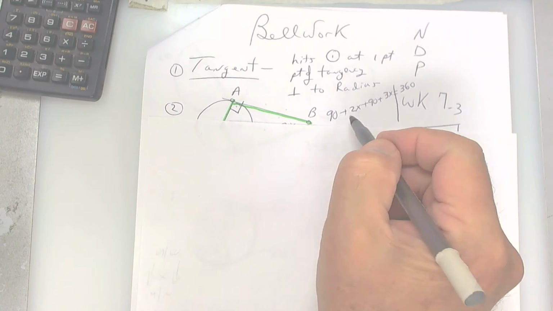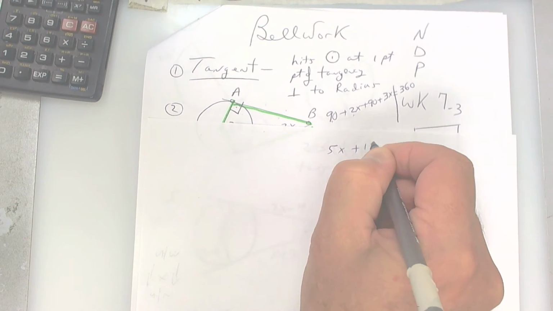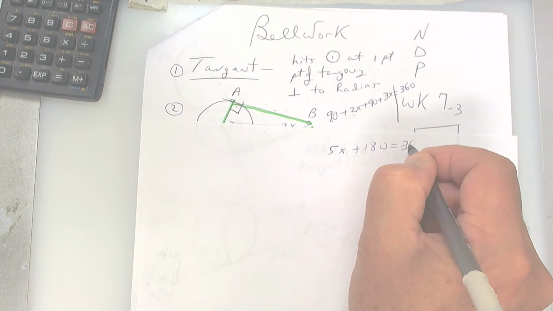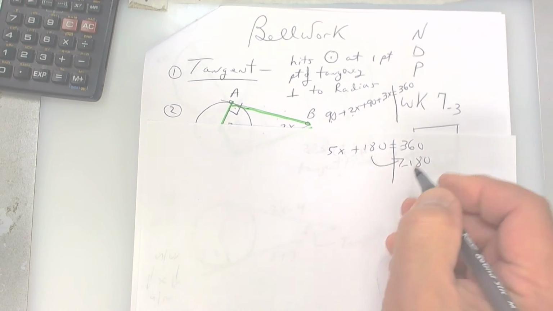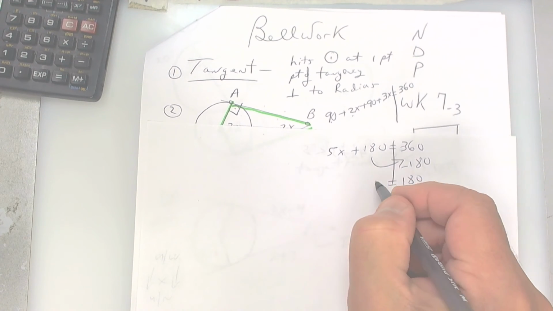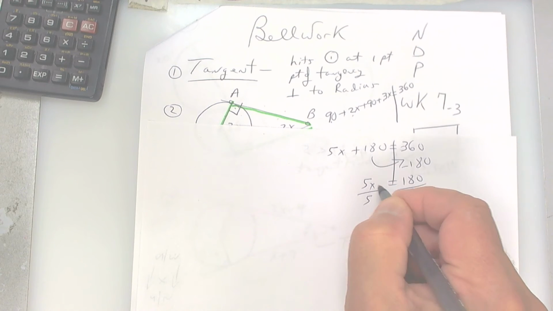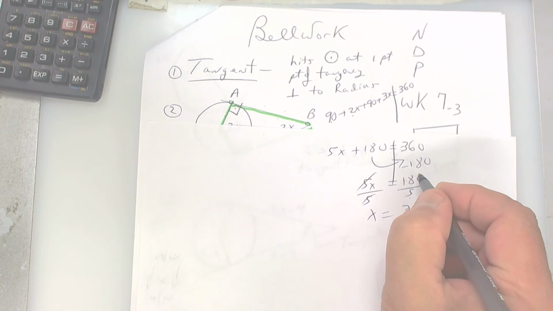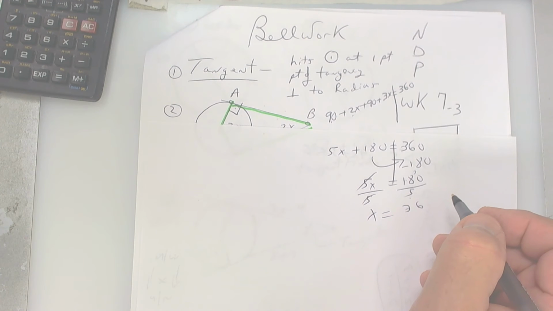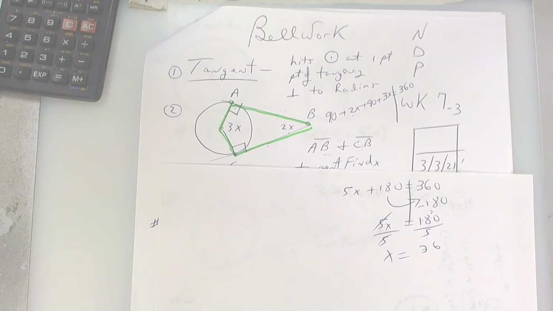Anyhow, you're going to add this up and get 5x. 90 plus 90 is 180, is equal to 360. Now you're going to subtract 180 and get 180. And then so you get 5x is equal to that. And then you're going to divide by 5. So x, 5 goes into 18 3 times with 3 left over. I think it's 36. You can check it on your calculator, and that's how you do that problem. Remember, tangent means 90 degrees.